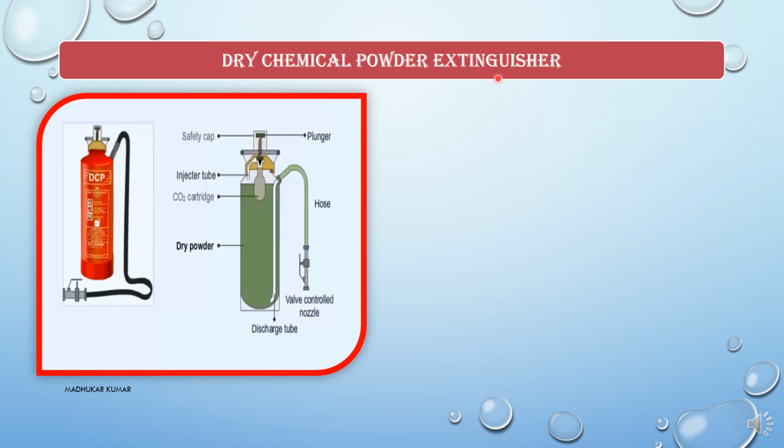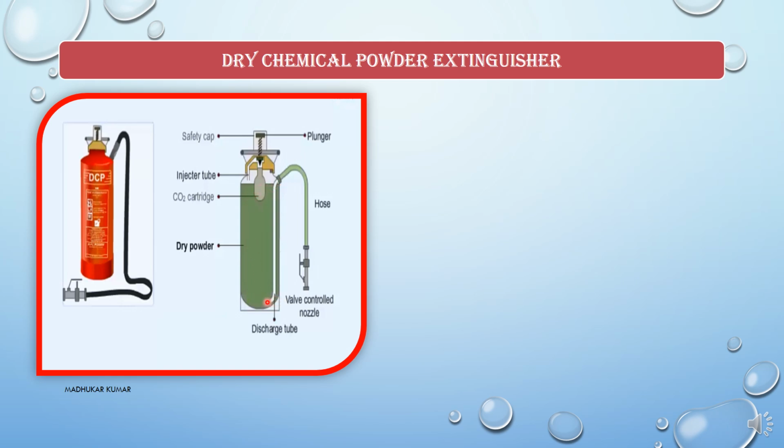Dry chemical powder. So the most important question which is coming is this injector tube. What is the injector tube? And what is the purpose of it? And what is the dip tube over here? So these two things are there. Here the operational principle is different.